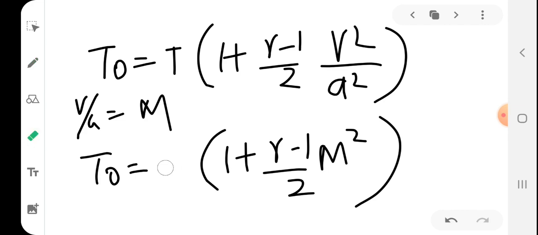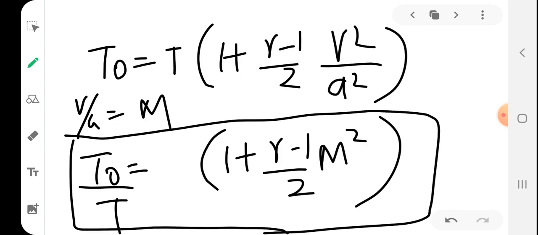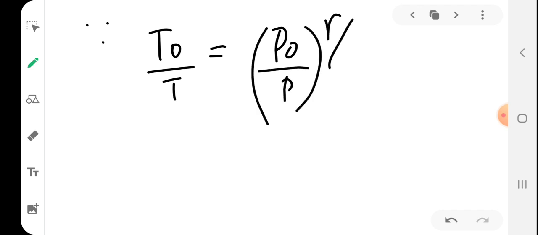Or I can take this T to the left hand side. So T0 by T equal to 1 plus gamma minus 1 by 2 into Mach square. So students, you know this process from T to T0 is isentropic deceleration, right? Since this process is isentropic deceleration, you can write T0 by T should be equal to P0 by P into gamma by gamma minus 1. Since delta S is equal to 0, this is an adiabatic or isentropic process. For an adiabatic or isentropic process, you can write like this.